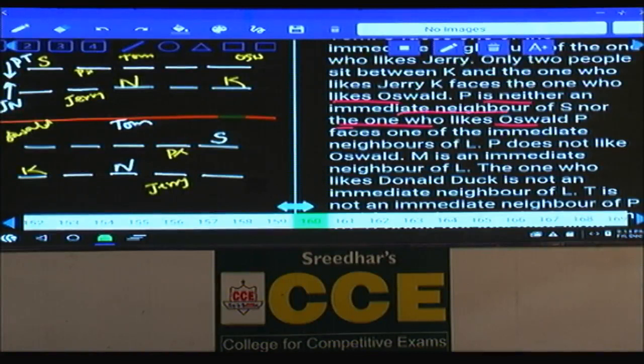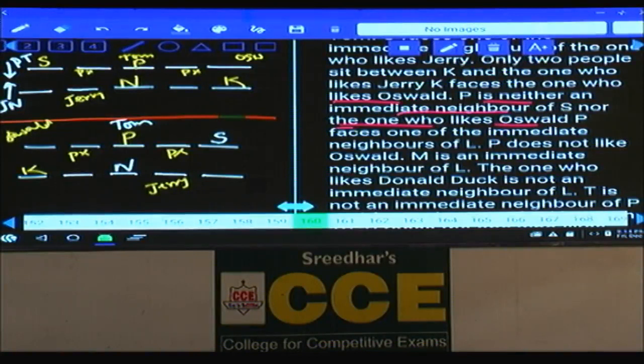Now P cannot be here as well. P is not an immediate neighbor of S, and P cannot be Oswald. Then what is the only possibility we have? This P must be Tom, isn't it? Now in both the cases, this P must like Tom.